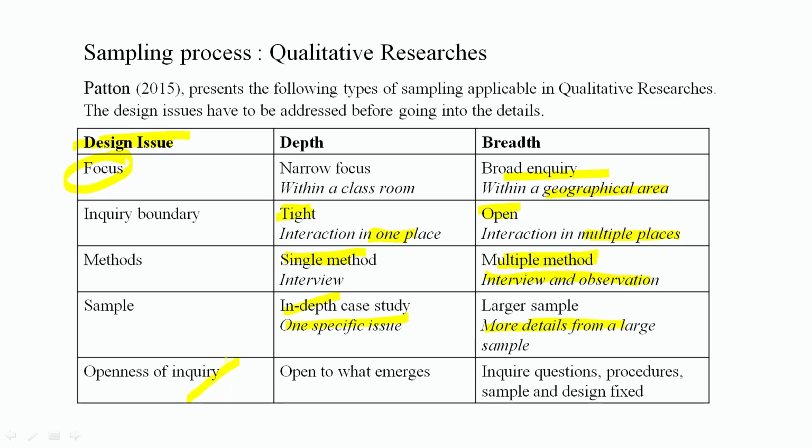The next issue is the openness of the inquiry. Here it comes what emerges from the data. And in the case of breadth, we can find questions, procedures, sample size and design, fixing of all this. So in brief, as a researcher, I am clear with what I am supposed to do in terms of depth or breadth in these five different parameters. Your sampling process will be easier so that you can carry on with your research process easily.